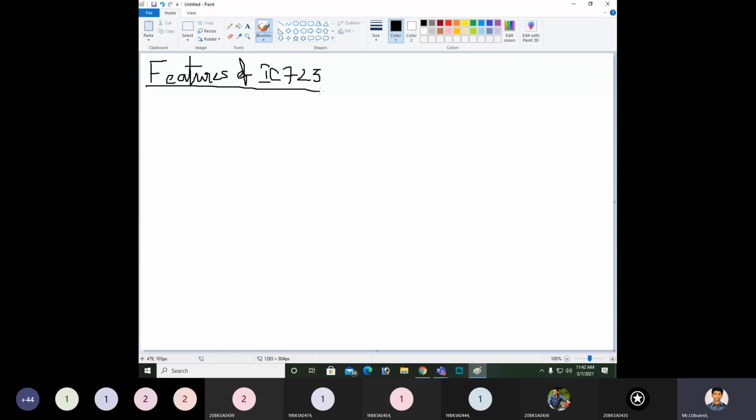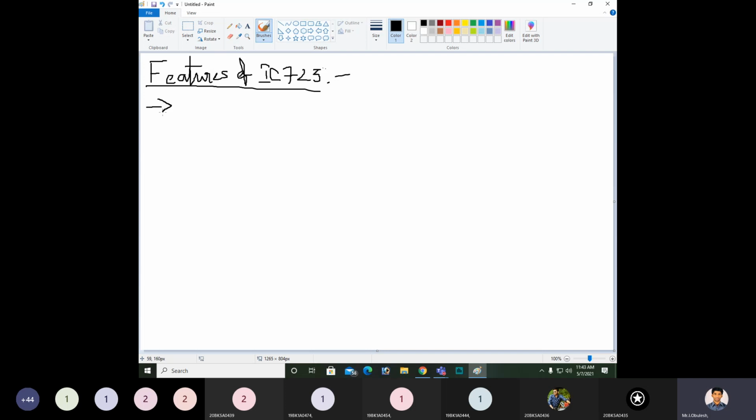Put the heading: features of IC723. How does it work, what is the advantage, and where do we need to use this? All that comes under the features of IC723. It works as a voltage regulator.